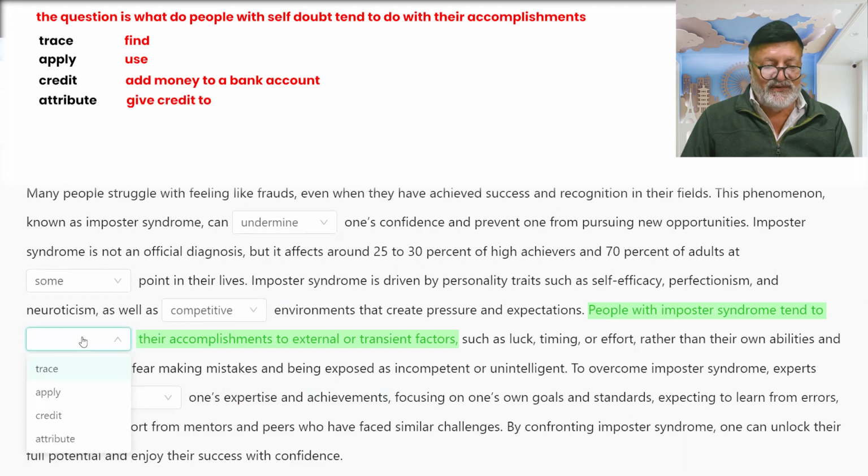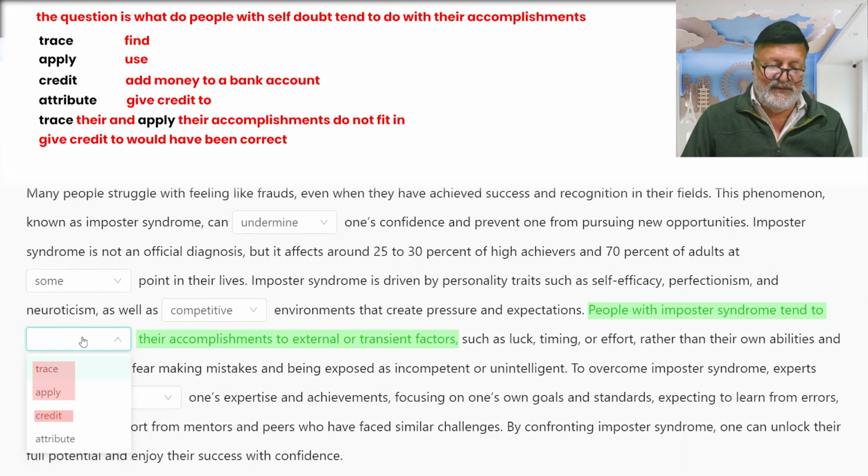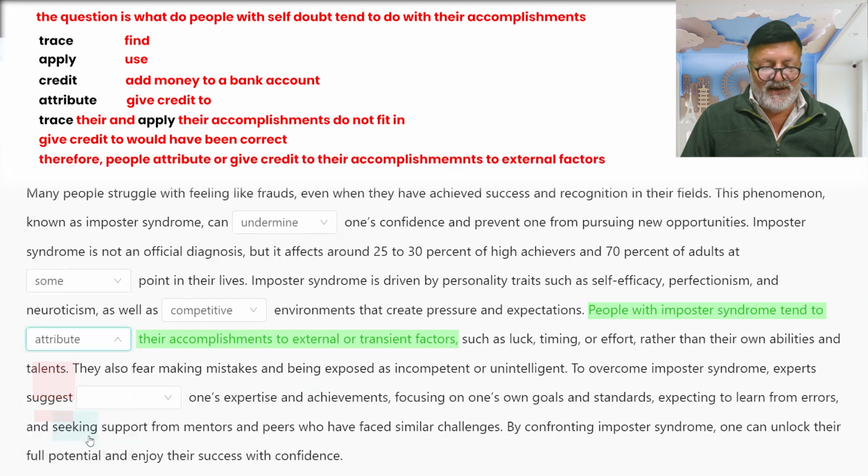So the first two choices can be crossed out because trace their accomplishments and apply their accomplishments do not fit in. The third choice, credit by itself, is wrong. Instead, give credit to would have been correct. Therefore, people attribute or give credit to their accomplishments to external factors is the right answer.